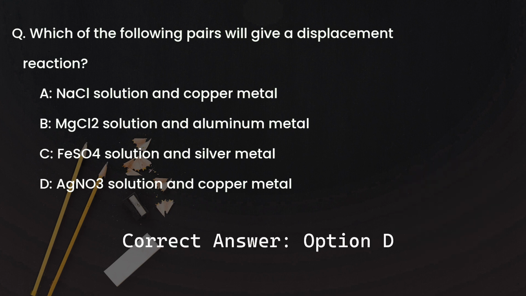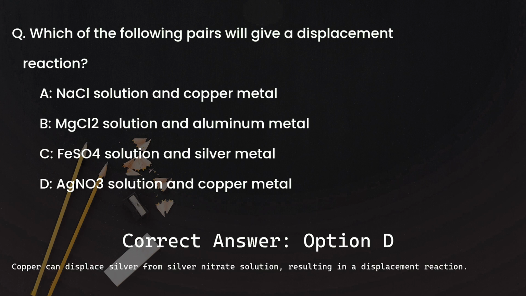The correct answer is option D, which is HNO3 solution and copper metal. Copper can displace silver from silver nitrate solution, resulting in a displacement reaction.